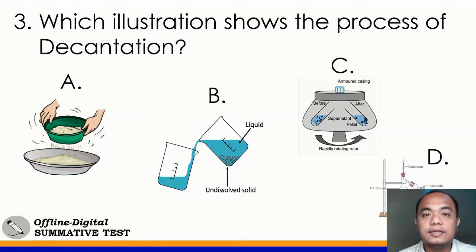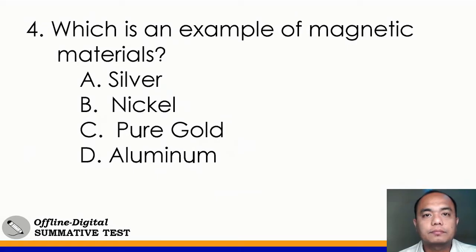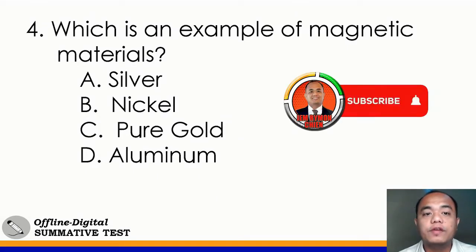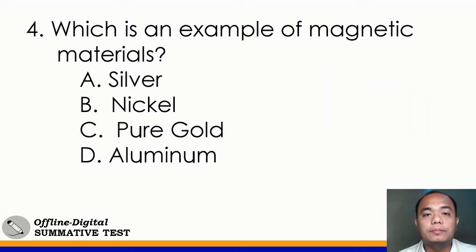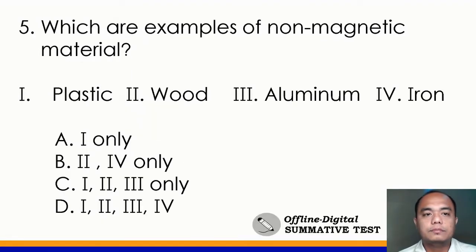Number 3. Which illustration shows the process of decantation? Hindi lang decantation class. The correct answer for number 3 is letter B. Number 4. Which is an example of magnetic materials? A. Silver. B. Nickel. C. Pure gold. Or letter D. Aluminum. The correct answer is B. Nickel. Silver, gold, and aluminum are all non-magnetic metals.